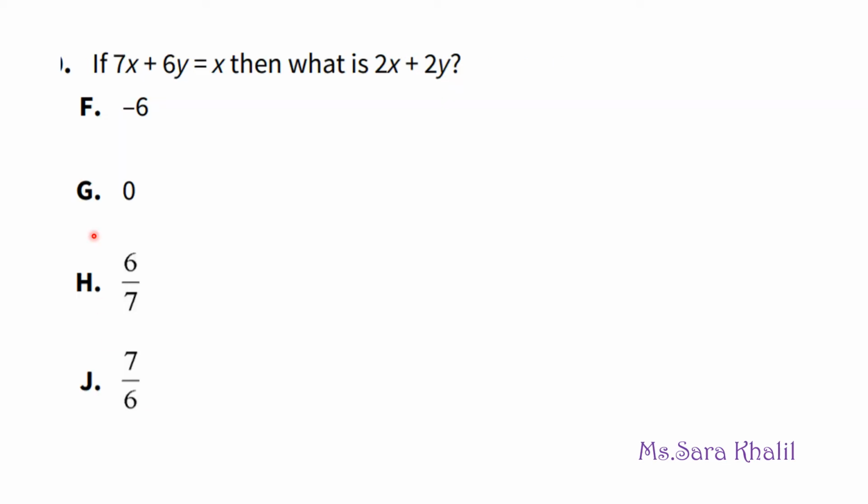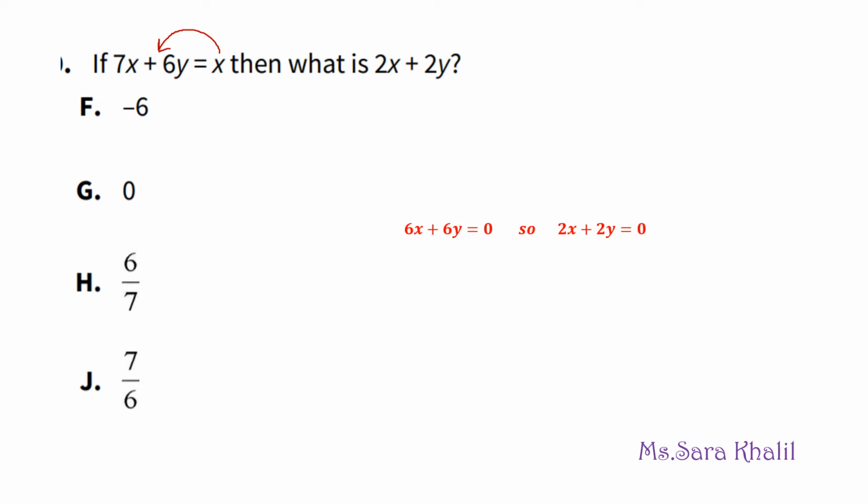So for this question, if 7x plus 6y equals x, what is 2x plus 2y? Don't try to find x and y and bother yourself with these stories. You can basically just observe the question properly and try to take this x inside here. So it's going to be 7x minus x, right? 7x minus x is 6x. If you look at it this way, let's see what will happen. 6x plus 6y equals 0.